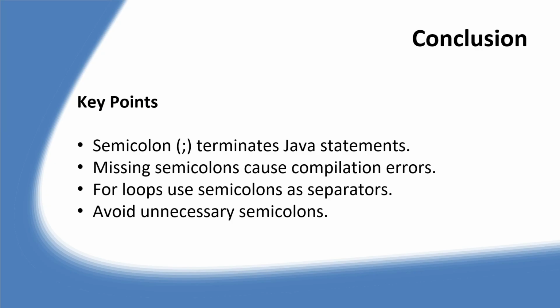So semicolon terminates a Java statement. Missing semicolons can cause compilation errors. For loops use semicolons as separators, and also avoid unnecessary semicolons. So we have learned the purpose of semicolons in Java, their importance, common mistakes, and the best practices.